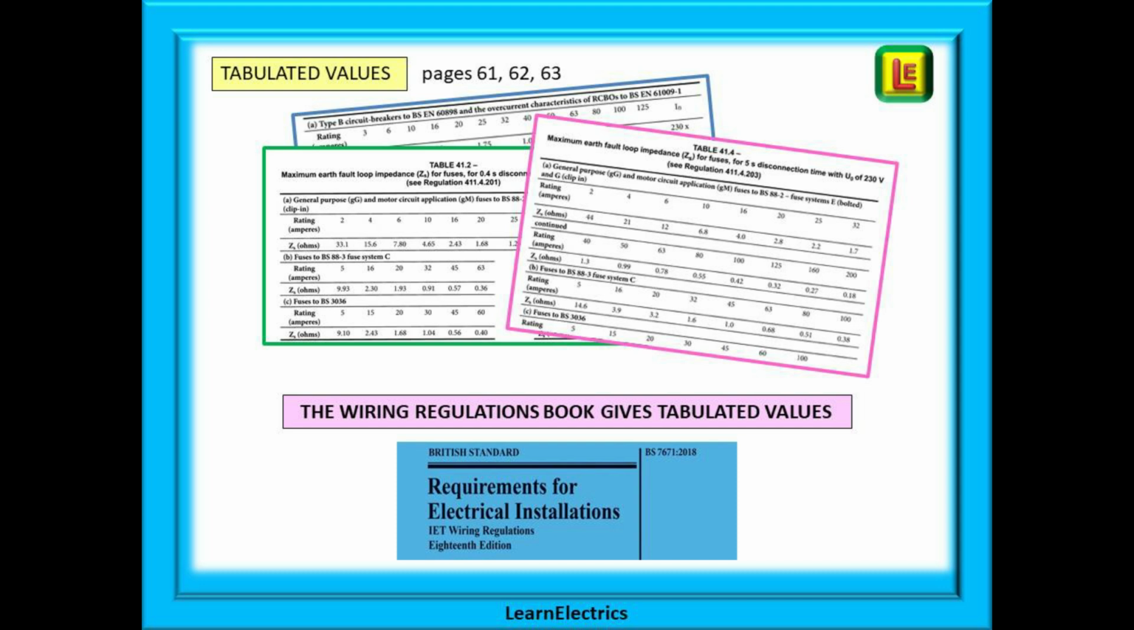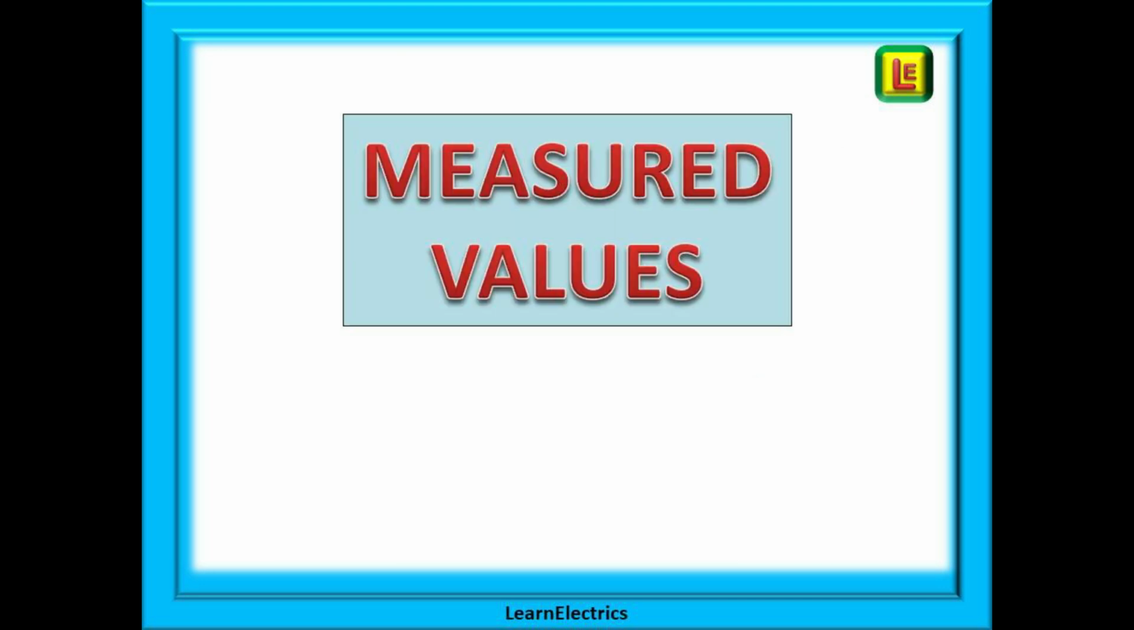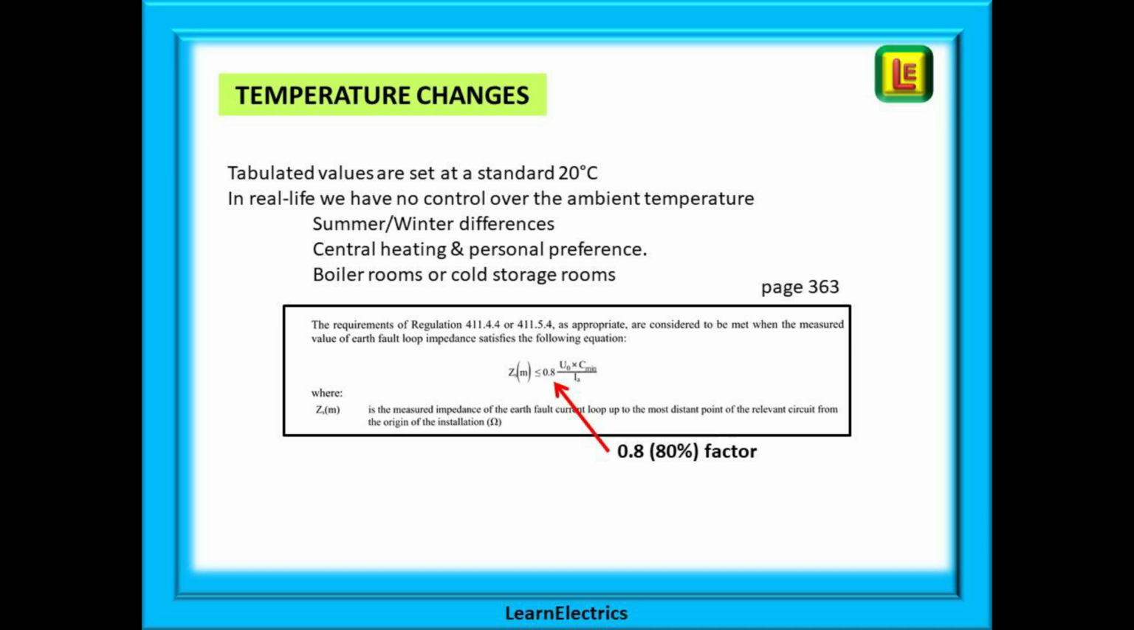They are shown in these tables. Now we can move on to measured values. In other words, what are we going to measure with our test meters on site? The tabulated values have all been set by the boffins at a standard temperature of 20 degrees.